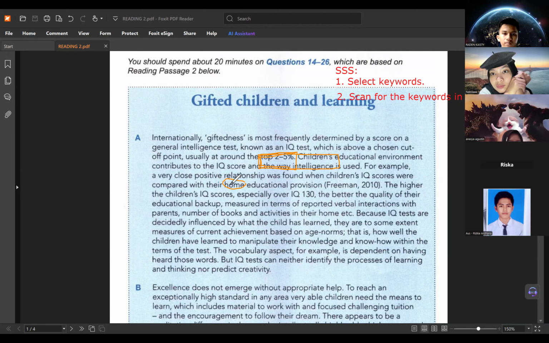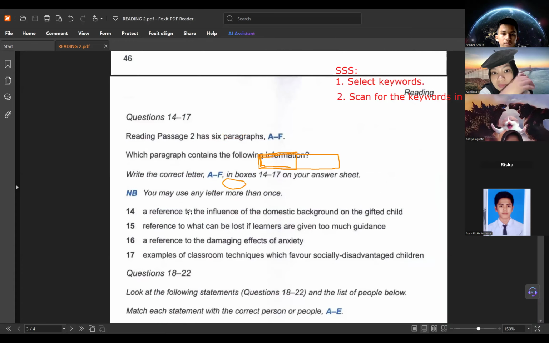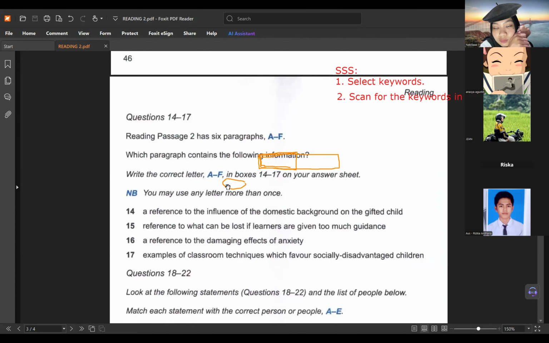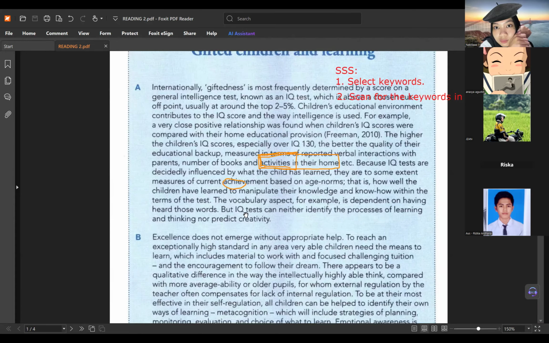So let's check. Is it the right information? Because the question asked in what paragraph do we find this information? So is it in paragraph A, B, C, D until F? So we find home in paragraph A.